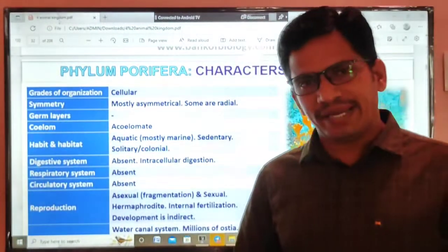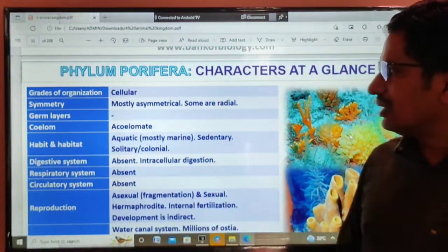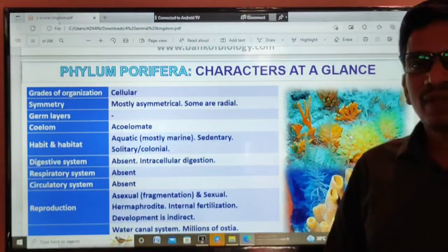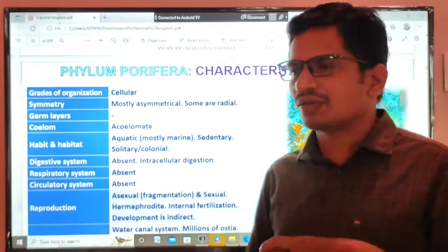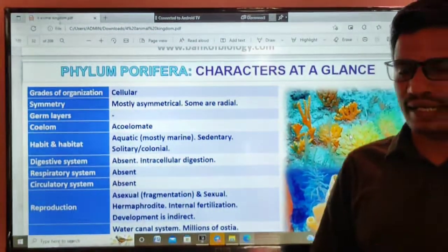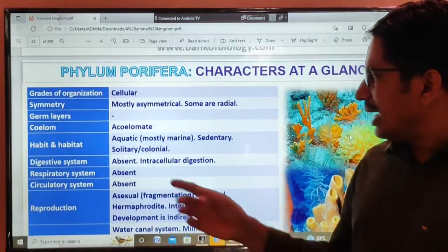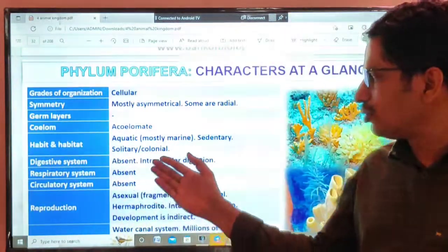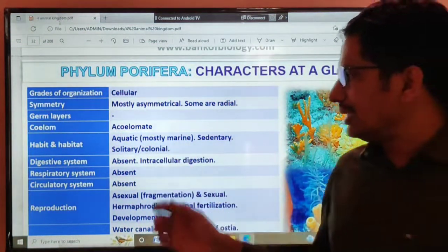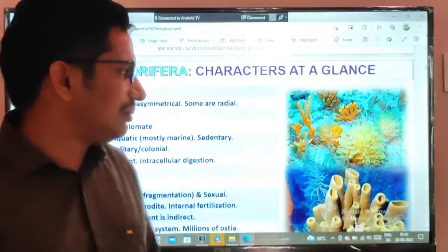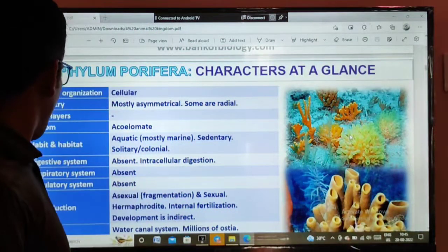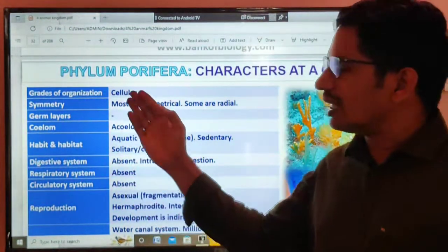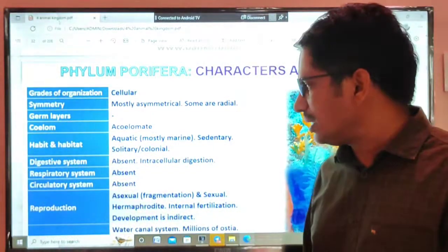Coelom is acoelomate, and the living place of these animals is mostly aquatic, marine, and they are sedentary. They have to attach to a particular area, and they are solitary. Some are solitary, single, some are colonial, living in groups. The digestive system is absent in these animals, and the respiratory system is also absent. There are no special organs because of the cellular level, a loose aggregation of cells only.